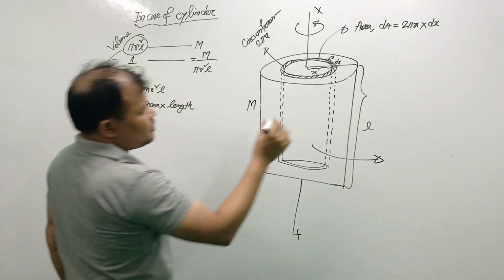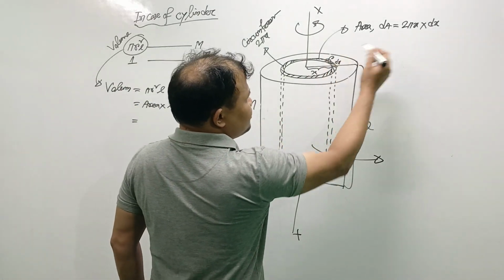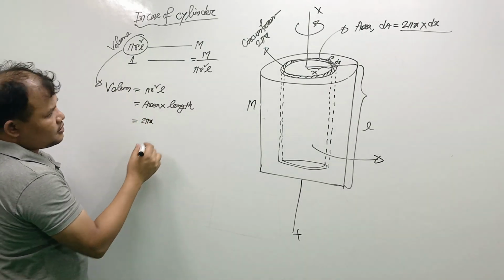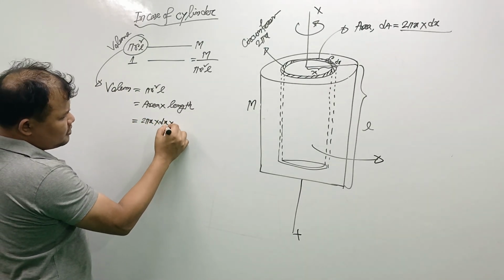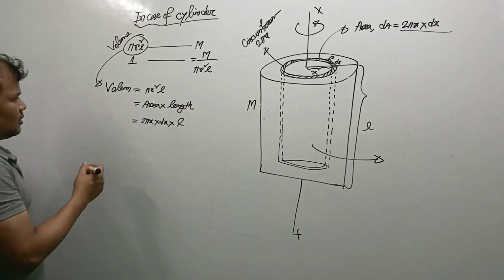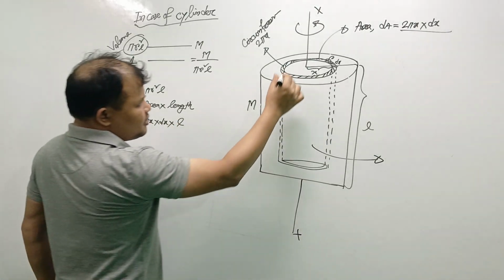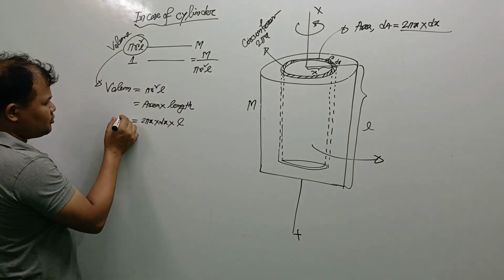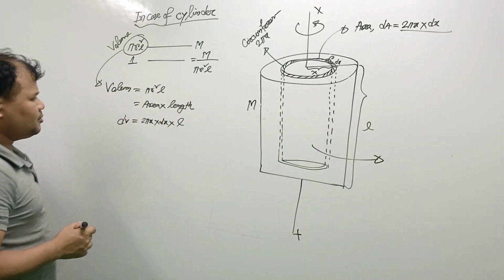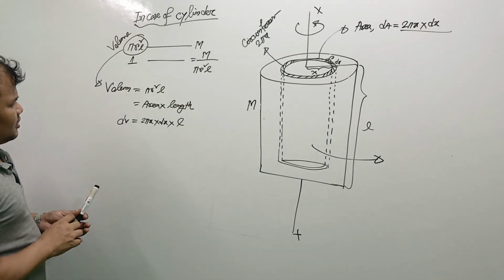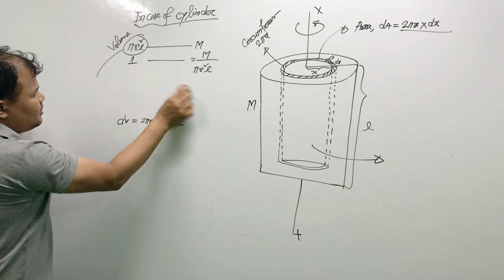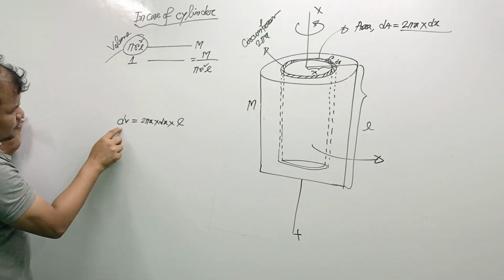If the cross sectional area of the shadow region is very small, it is twice pi x into dx. If we multiply it with the length, then we get the total volume of this shadow region. Total volume will be very small, dV. Okay, now our duty is to find out the mass of this volume.